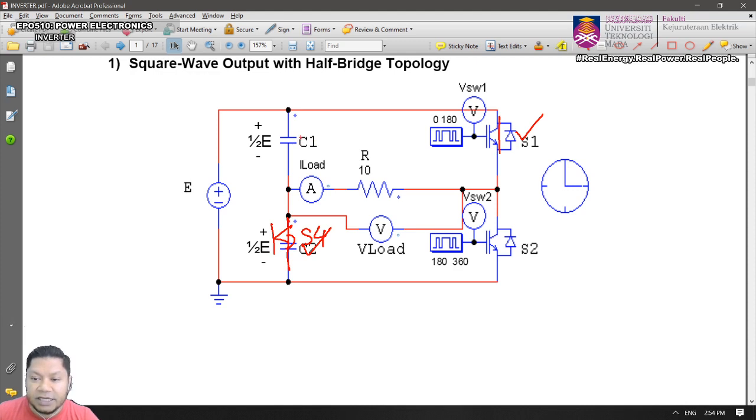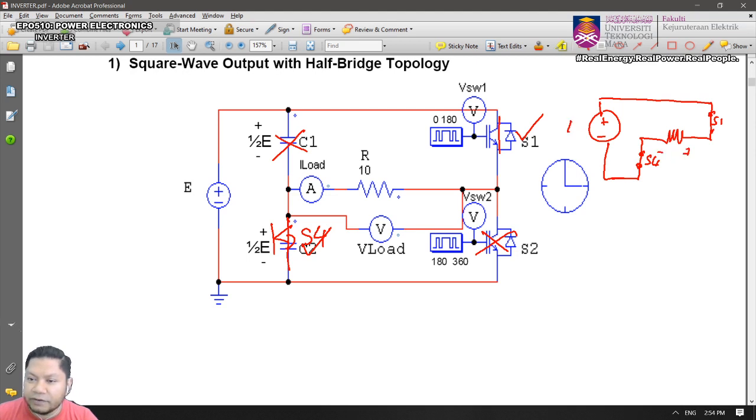And S3 and S2 will be off. Okay, so now the equivalent circuit will be from E, the input voltage, through S1, and then the load, then short circuit again through S2, come back to S4, come back to negative. So this is S1, this is S4, short circuit because it is turned on, and therefore the output voltage will be equal to E. This is E, this is also E, isn't it?